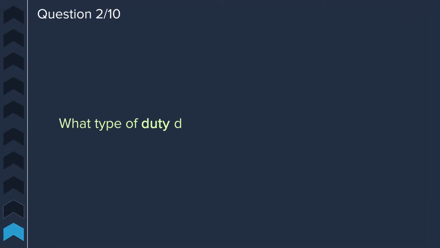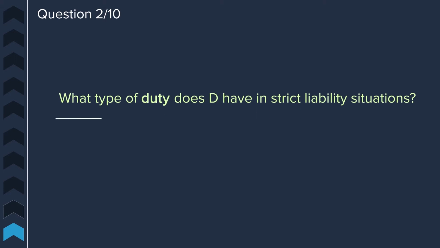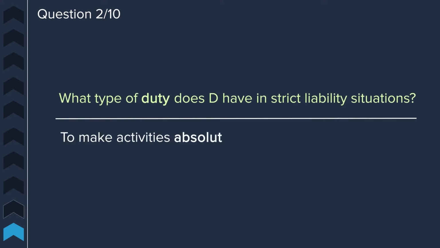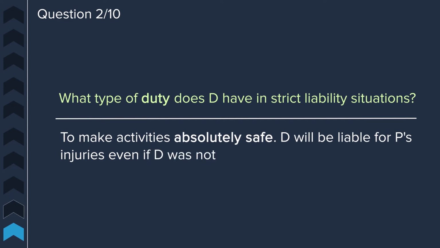All right, question 2. What type of duty does a defendant have in strict liability situations? The defendant has a duty to make the activities absolutely safe. The defendant will be liable for the plaintiff's injuries even if the defendant was not negligent.